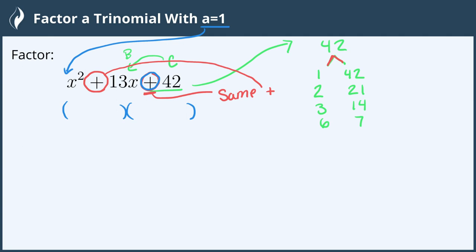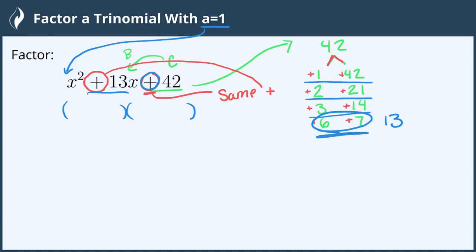So let's go ahead and give all of our factors a positive sign because we know that they will be the same. Now we're looking for a pair of these factors that will add together and give us 13, this middle term. If I add these two, I get 43. If I add these two, I get 23. If I add these two, I get 17. And if I add these two, I get positive 13.